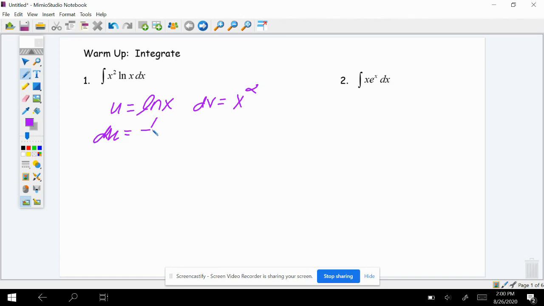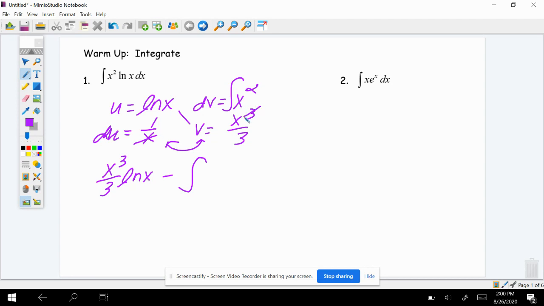du is 1 over x. That's the derivative. v is the integral of x squared, which is x to the third over 3. Match them up. So we get x to the third over 3, natural log of x, minus the integral of these two multiplied together. When you do that, this x will cancel with one of these x's, so it'll be x to the second over 3.